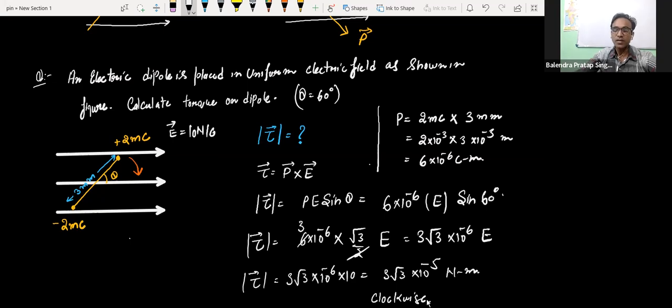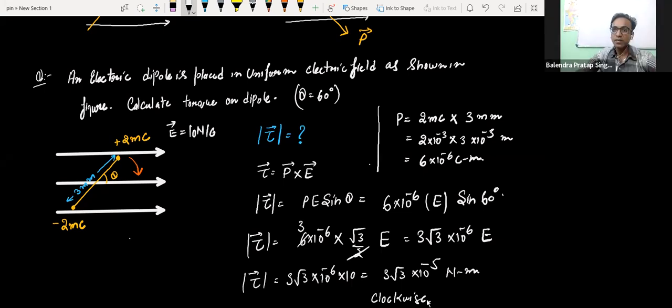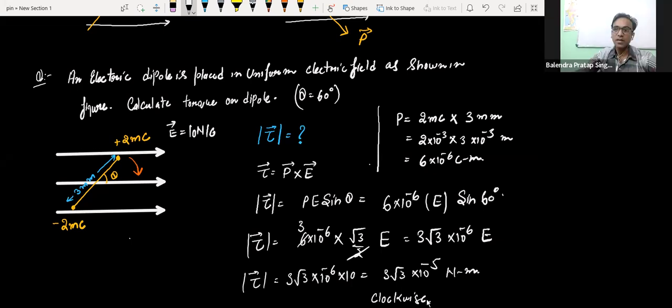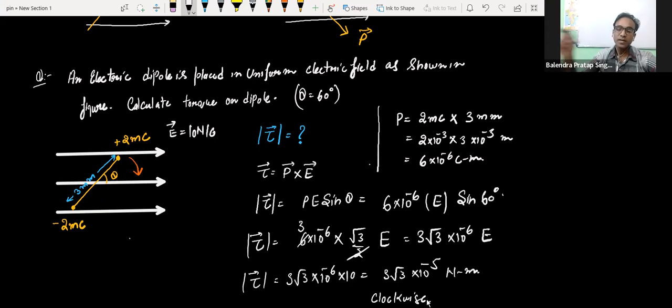Okay. But the point is it's uniform. Means the 10 Newton per coulomb electric field is a uniform electric field. Can we take any electric field of our choice? You can take any electric field, but if the electric field is fixed in the question, then you have to use that electric field. If in your examination they give you the electric field 20 Newton per coulomb, then you have to use that 20 Newton per coulomb. Okay, sir. So consider here the electric field as 10 Newton per coulomb. That will be easy and more useful for this problem.